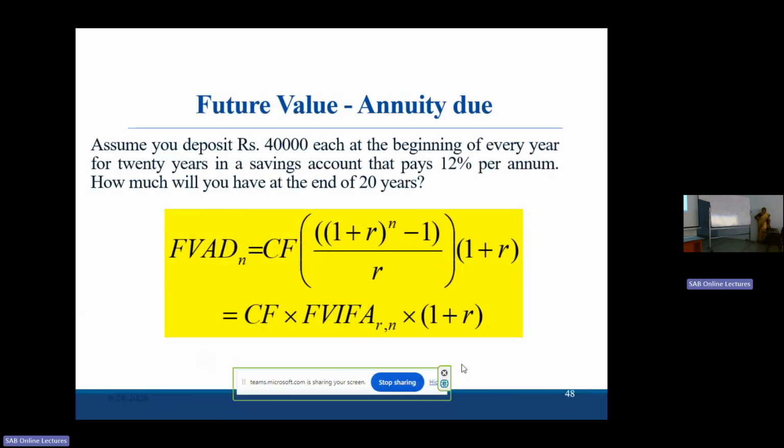Now, here you deposit only 1,000 for 3 years. In the ordinary case as well as in the due case, 1,000 for 3 years. If you deposit at the end of the year, at the end of year 3 you are getting 3,300. The same 1,000, if you deposit at the beginning of the period, you will get 3,641. What is the reason for this difference?